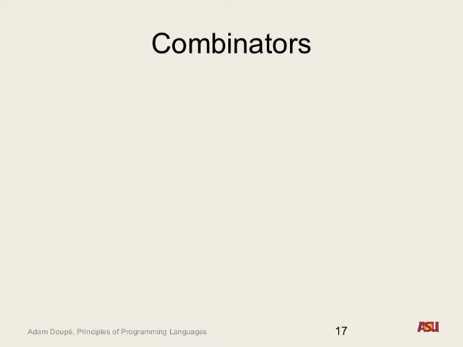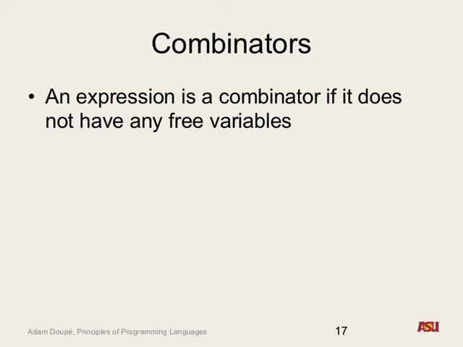Okay, so we're going to look at a couple things. We're going to look at combinators. These are ways of thinking about different types of functions. An expression is a combinator if it does not have any free variables. You can think of these as kind of self-contained functions. We can look at them, we can use them, and they're not going to change based on context. Like a function with a free variable could change depending on whatever that free variable is. So is lambda x dot lambda y dot x y x a combinator? No. Why not?